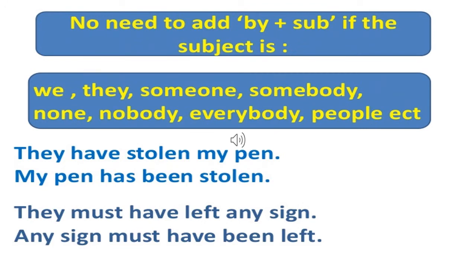If the subject is we, they, someone, somebody, none, nobody, everybody, people, etc., then there is no need to add the word by when we are writing the sentence in the passive form. For example, they have stolen my pen. Here the subject is they, and that is why we don't add the word by in the passive form. In the passive form, the sentence will be written as my pen has been stolen. Here we are not adding the word by.